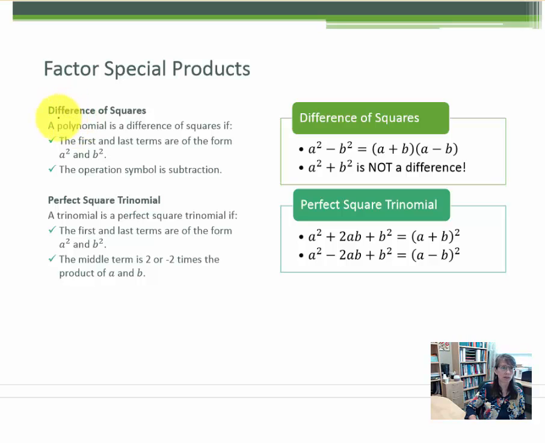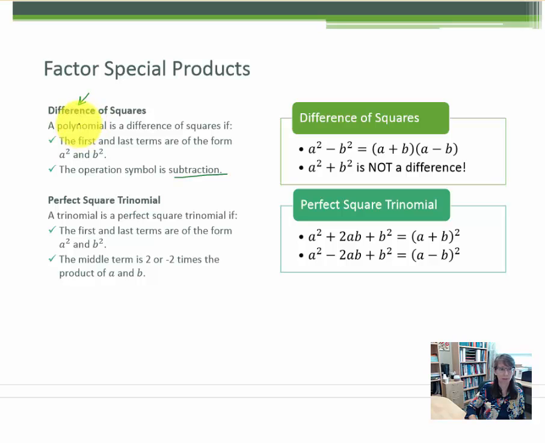You'll know if you have a difference of squares if the first and last terms are of the form a squared and b squared. That is, they are terms that are perfect squares, like 25 or 49 or x squared. The operation symbol must be subtraction, or it is not considered to be a difference, because difference means subtraction.